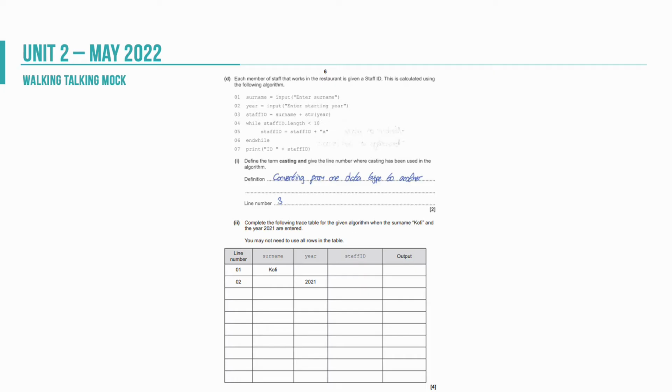We're then asked to complete the trace table for the algorithm when the surname Kofi and the year 2021 are entered. You may not need to use all of the rows in the table, and in this example you definitely don't. So we're noting down what the variables are set to at each key point in the program or any time there's a key change.